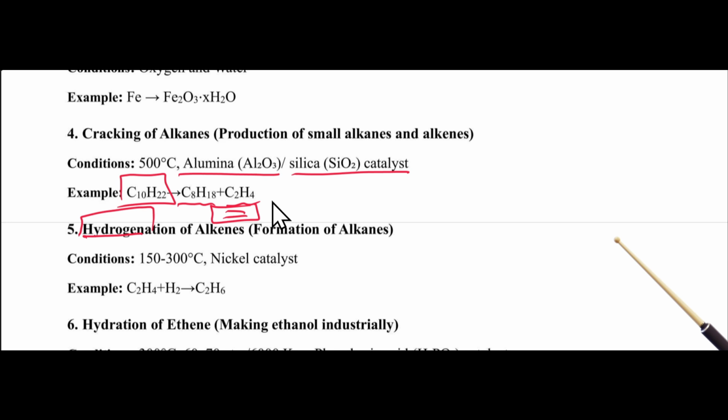C2H4, for example ethene, when it reacts with hydrogen, you will get ethane. So it is the formation of alkanes from the alkenes. So what are the conditions? You cannot convert the alkenes into alkanes at room temperature. You have to give a high temperature, that is 150 to 300 degrees Celsius, and a nickel catalyst. In the presence of a nickel catalyst, this alkene can be converted into an alkane.